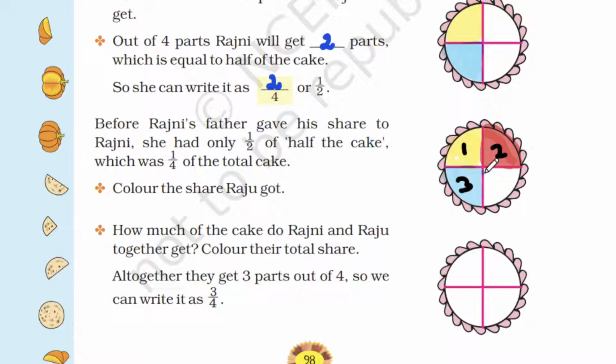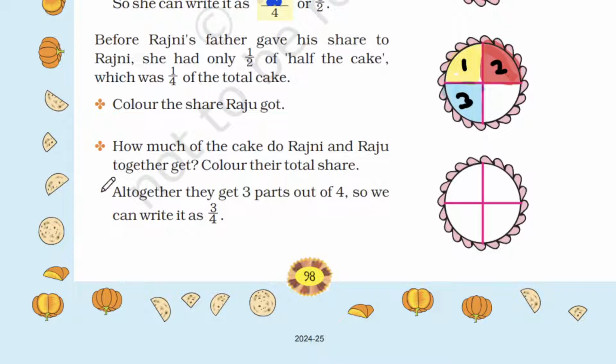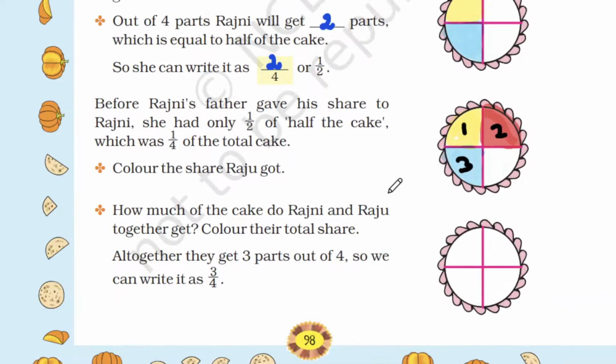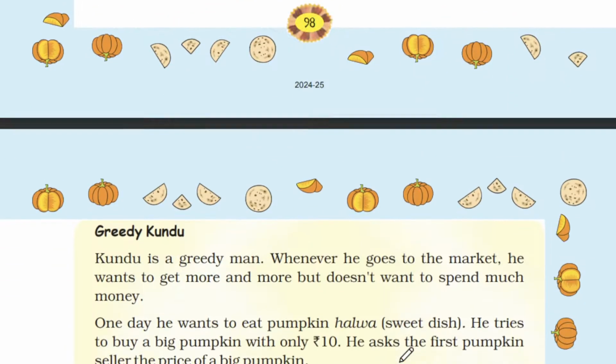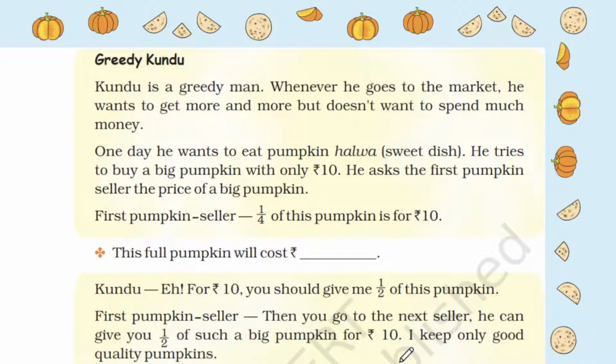Out of 4 parts, 3 parts are with Ranjini and Raju. Altogether they get 3 parts out of 4. So we can write this as 3 by 4. Okay, so 4 is the number of parts, which is 1, 2, 3, 4. And how many parts are they both getting? 1, 2, 3, which is 3 by 4. Okay. Next.